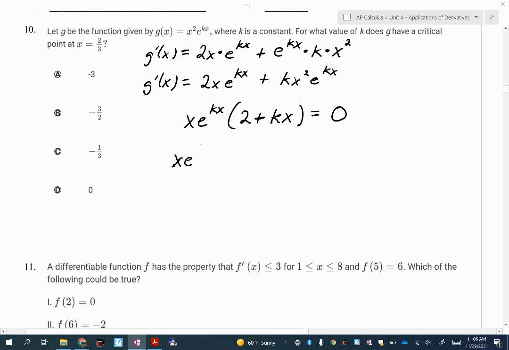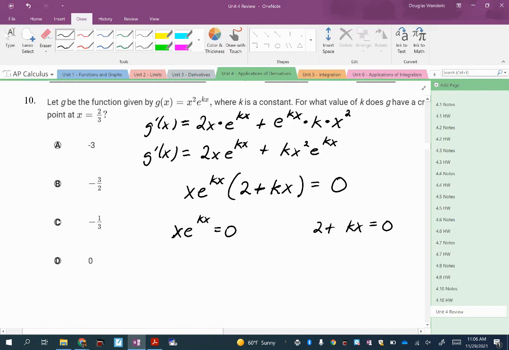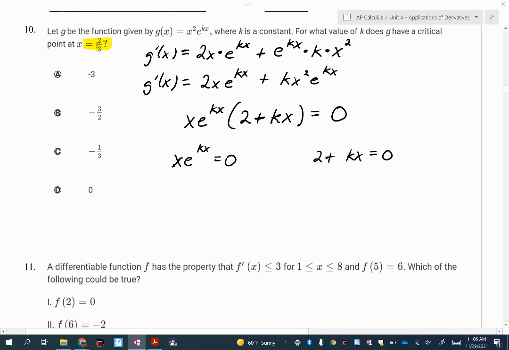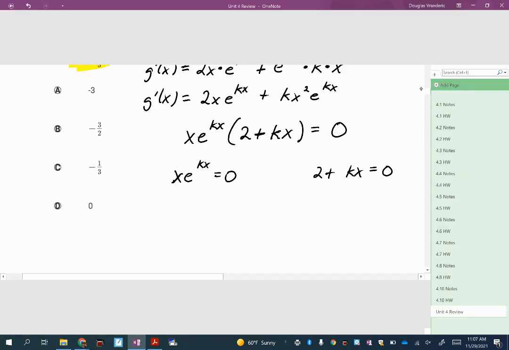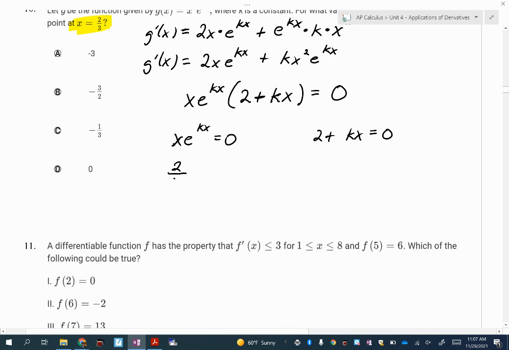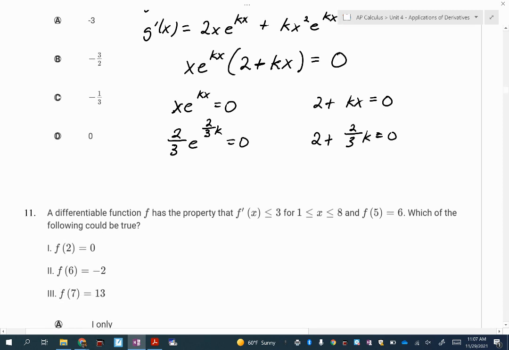All right. And then you'll see, like right now, I can't do anything about that, but it tells me that x is equal to 2/3. So if I replace these x's with 2/3, then I can solve for k. So 2/3 times e to the 2/3 k equals 0. 2 plus 2/3 k equals 0. And then I'm solving.